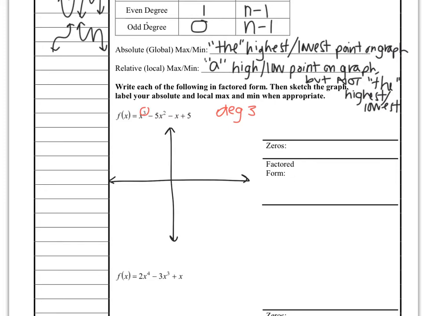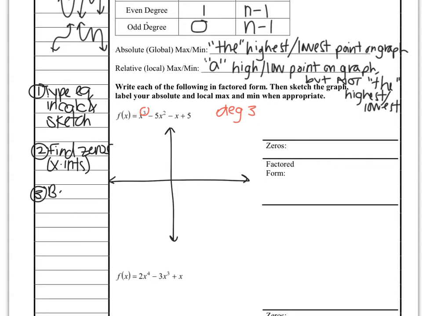And to make this sketch, what we're going to do is type this equation into the calculator. So first step is type into the calculator. And then the second step is to find what we're going to call the zeros. Those are your x-intercepts, remember? And then third step will be to talk about bounces versus crosses, taking us back to 6.1, 2, and 3. And then fourth step will be to write the equation in factored form.